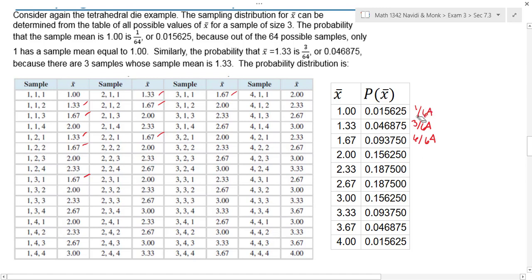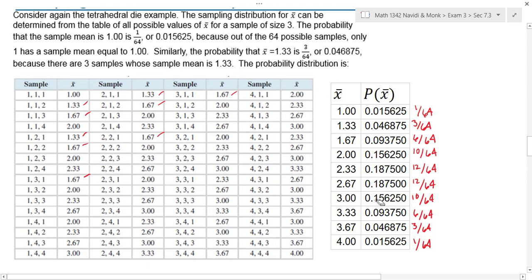Do you see how I'm coming up with these probabilities for these average values here from this table? I've already counted these up earlier. This would be 10 out of 64, this would be 12 out of 64, 12 out of 64, 10 out of 64, 6 out of 64, 3 out of 64, and 1 out of 64. That's how we come up with these probabilities right here.